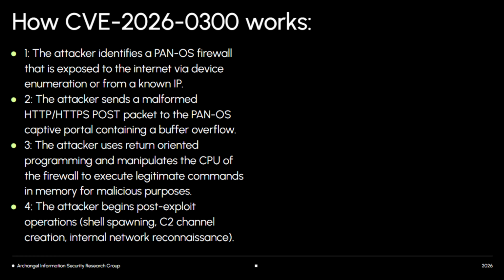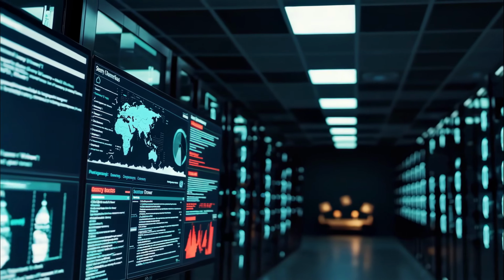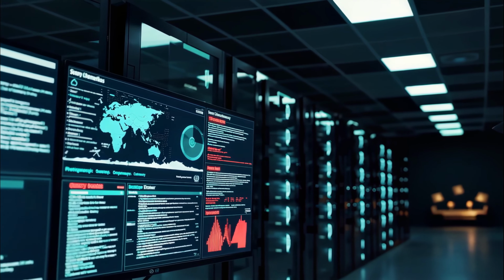Next, I want to walk us through how this attack would actually be played out by the attacker. Step 1, the attacker finds a Palo Alto firewall exposed to the internet. They do this through device enumeration or by using a known IP address. Basically, they're just scanning for targets.